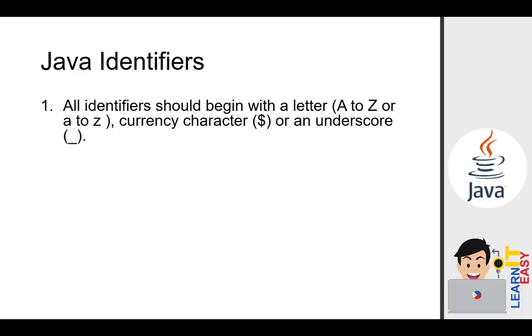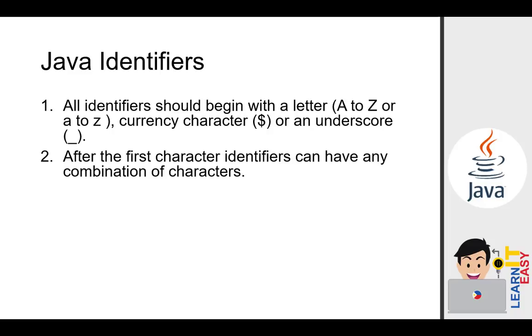Number 1, all identifiers should begin with a letter, starting from letter A to Z, either capital or small, a currency symbol, or character, yung $ sign, or an underscore. After the first character, identifiers can have any combination of characters. Basta't ang unang-unang character dapat either letter, $ sign, or underscore. Pagkatapos nun, pwede na siyang mahaluan ng kahit anong combination ng characters. Pero, syempre, may mga illegal symbols pa rin na hindi pwedeng gamitin.